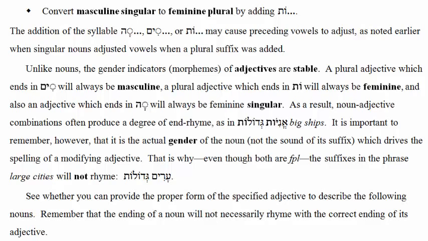Similarly with feminine nouns. Many, not all, but many feminine nouns rendered plural end in the ot suffix. And when it comes to adjectives, all feminine plural adjectives will end ot. Consequently, you hear the end rhyme in the phrase oniot gedolot, big ships. Some feminine nouns, however, when rendered plural, have the "im" ending.